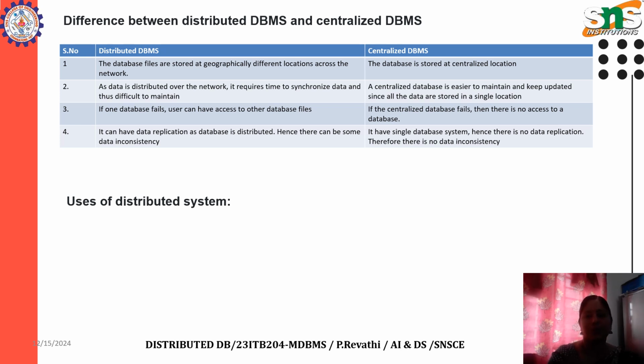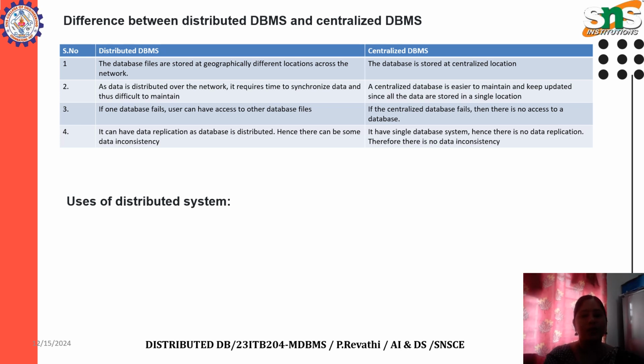Essentially, it enables data to be accessed and manipulated from different locations simultaneously while maintaining a unified view of the database. Key uses of distributed database: large-scale data processing, handling massive data sets that exceed the capacity of a single server by distributing data across multiple nodes, enabling parallel processing for faster query execution.